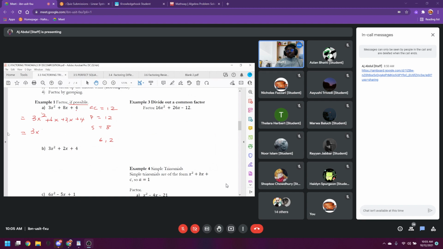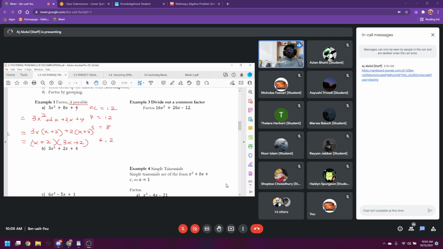We need to finish this because it's our break time. So I divide this by 3x. What I have left here is x. 6x divided by 3x is plus 2. And then here, I can take out 2. Divide that by 2, I'm left with x plus 2. So now x plus 2 is common to both sides. I can now go x plus 2 in one bracket and then 3x plus 2 in the other. And that is now fully factored.